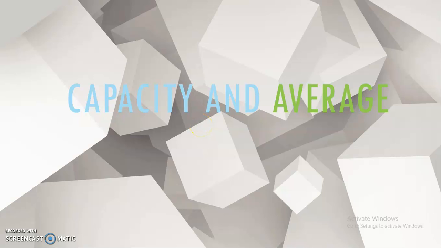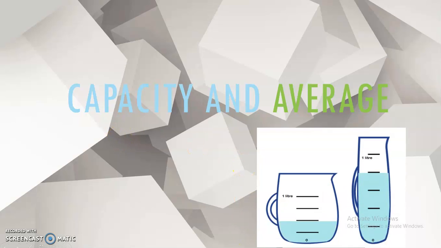In this class, we are going to improve on what we learned in last class, which is measurement of length, time, and weight. Now you are going to be learning about measurements in terms of capacity, and then what is average. How do we ascertain? How do we know what an average is? How can we find the average of some particular data or figures given? So let's go. What is capacity?